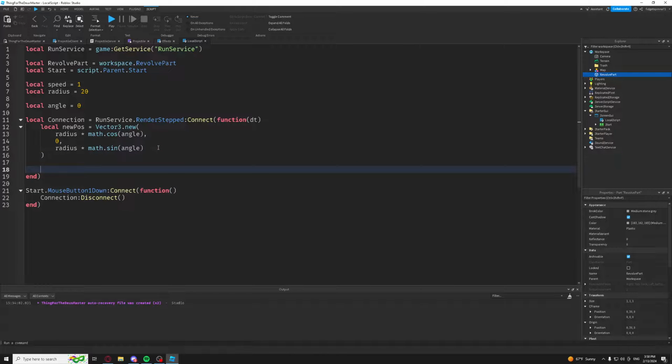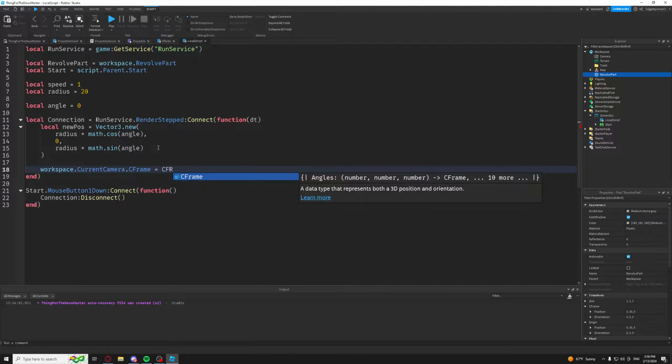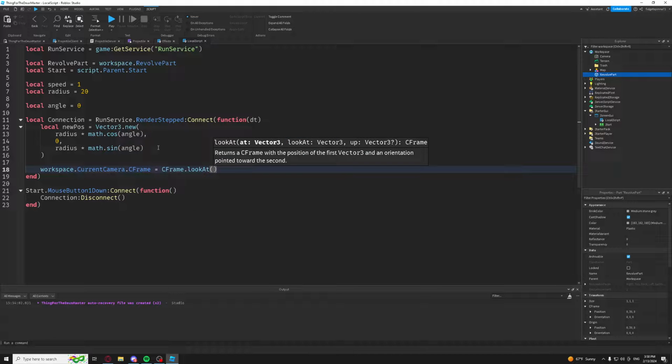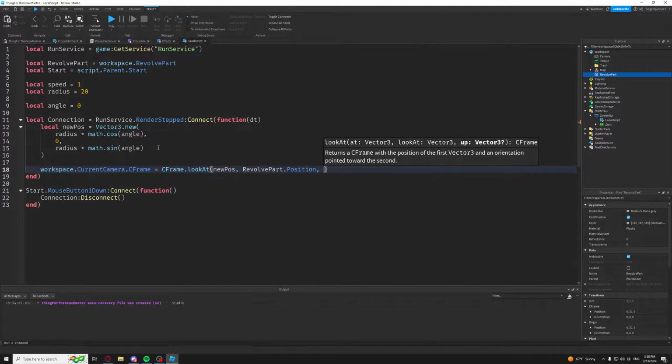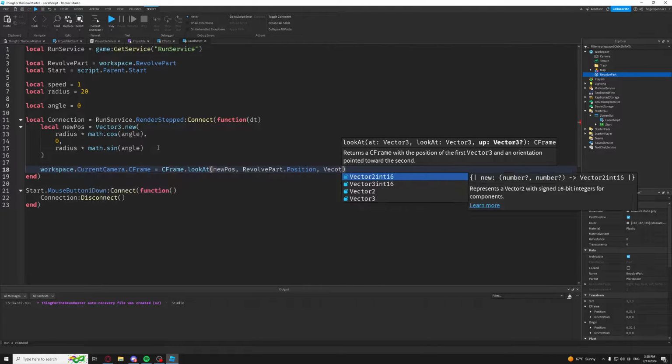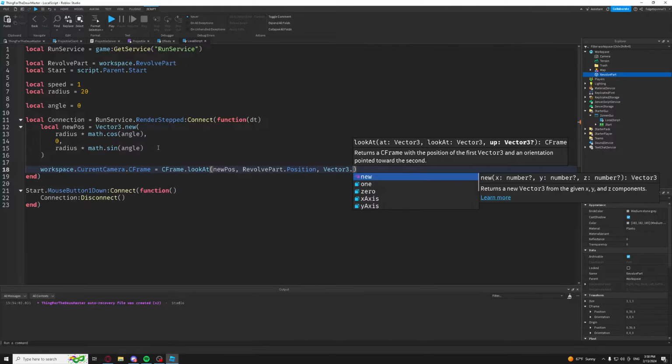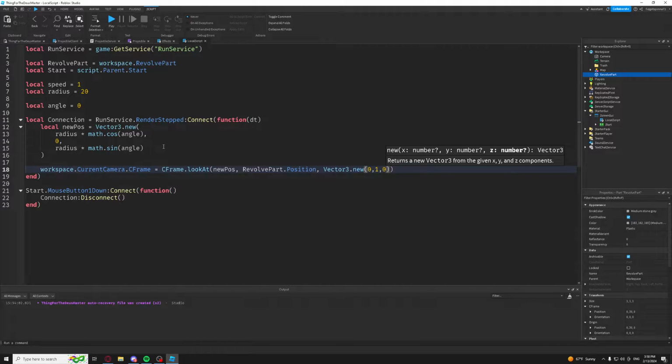And let's make it look at the part just to make this a little bit nicer. So instead of setting the camera's position, we're going to say workspace.CurrentCamera.CFrame equal to CFrame.lookAt. And then it's going to be at the new position. It's going to look at revolvePart.Position. And the up vector is just going to be the global up vector, so 0, 1, 0. All right.